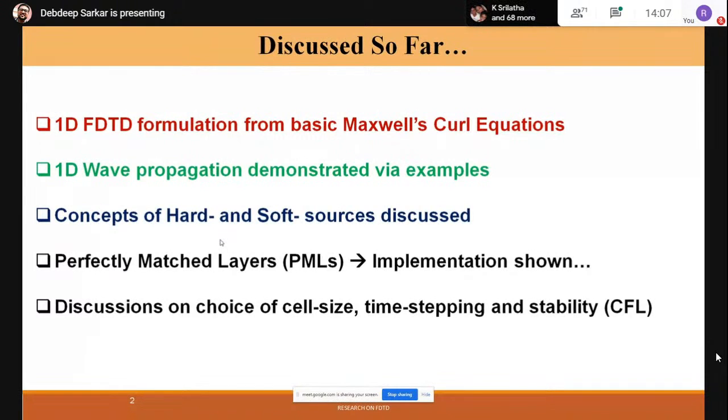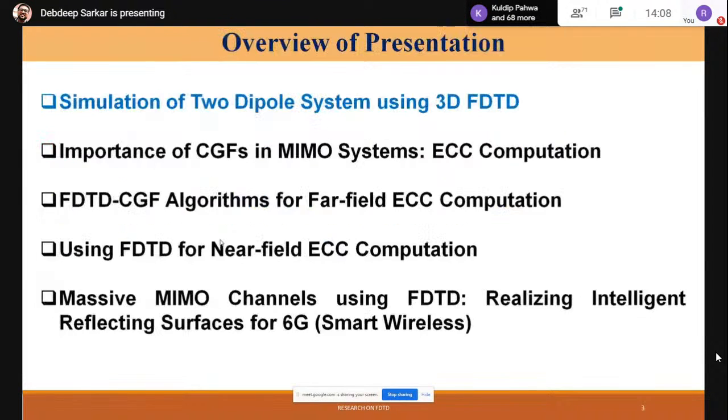So in my case, as I am repeating, I work mostly on antennas and some part of MIMO system engineering. So I used this FDTD formulation to solve certain problems. So that part I will discuss. So this is the agenda of my today's talk.